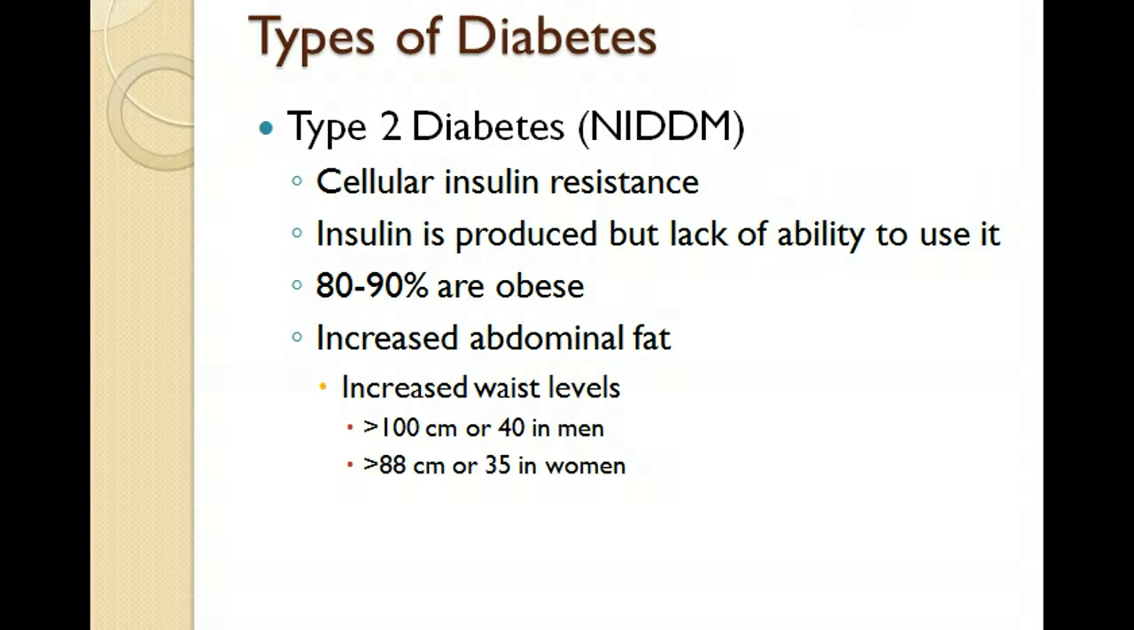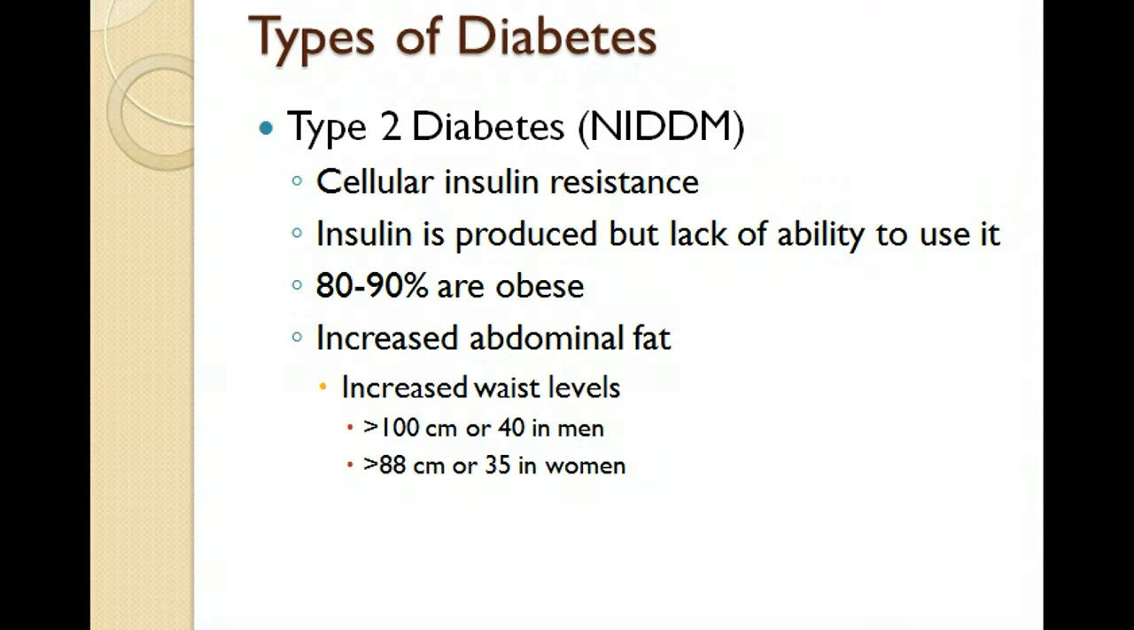And this has to do with the result of deconditioning. 80 to 90% of people with type 2 diabetes are obese, but that means 10 to 20% are not. So there is a genetic component. We'll talk a little bit about that. Increased abdominal fat is a risk factor for diabetes. Increased waist levels, 100 centimeters or 40 inches in men, 88 centimeters or 35 inches in women. And people with very high waist circumferences also tend to have very high triglyceride levels. So that also tends to increase their risk for type 2 diabetes.